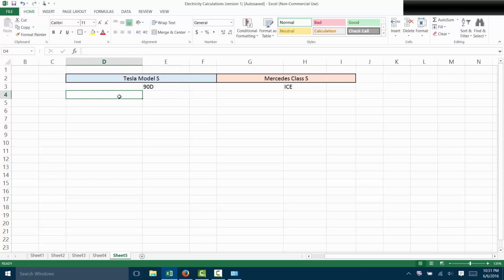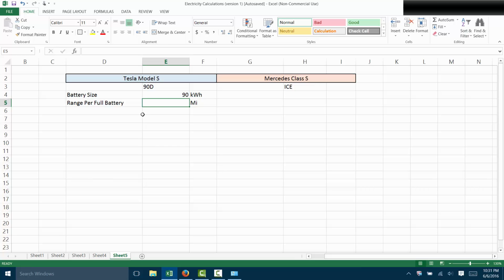Okay, so in this first column, we're going to write some of the parameters that we're going to need. And the first one is going to be the battery size. So battery size for a 90D, that's going to be a battery of 90 kilowatt hours. So in the next column, I'm going to put the units, and that is kilowatt hours. Okay, the next parameter that we're going to need is going to be the range per full battery. What that means is how many miles can you drive if you have your battery charged to 100%.